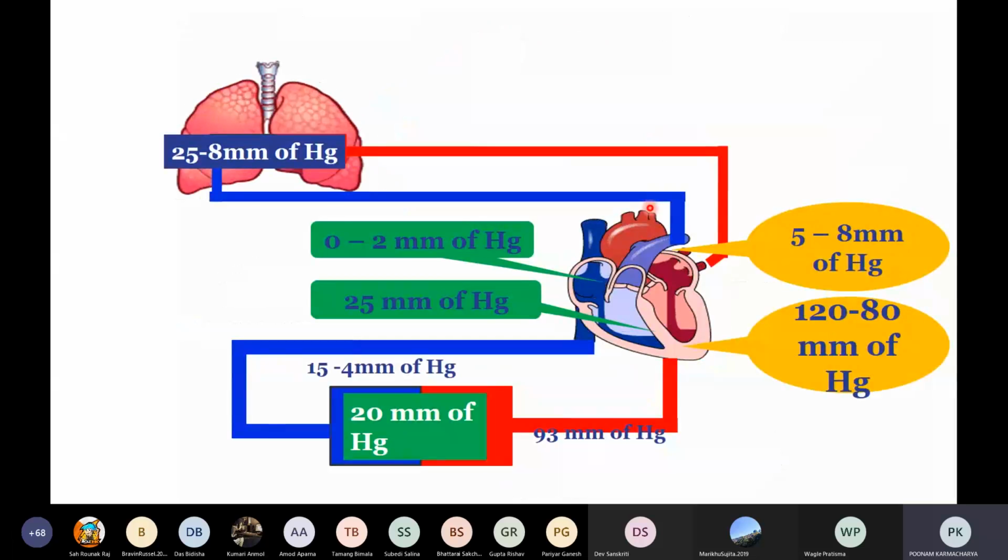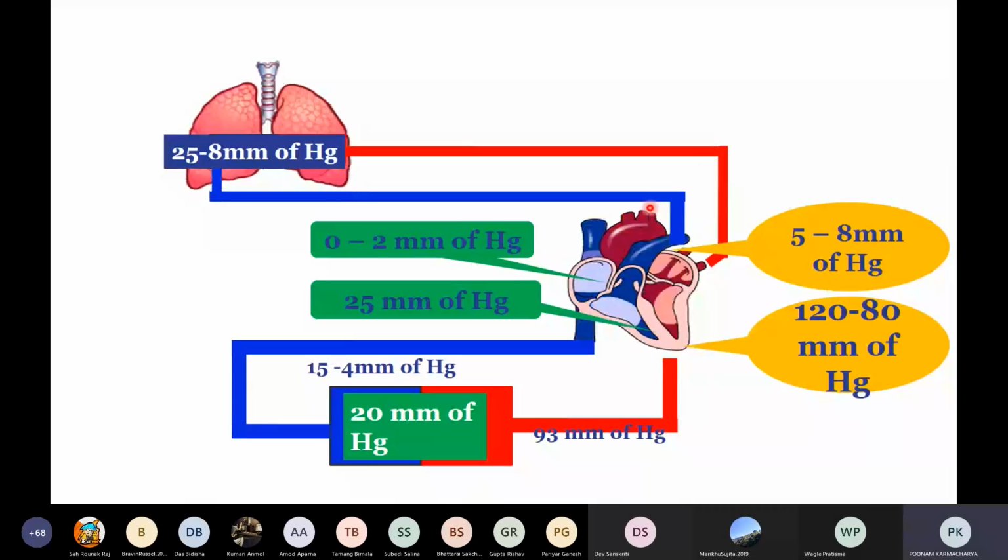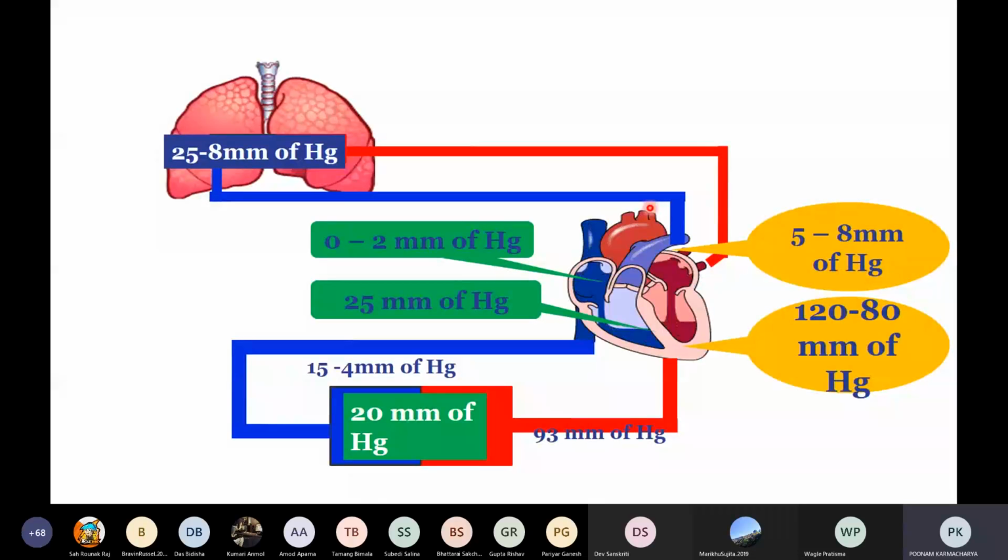Likewise, let us talk a little bit about the pressure changes. So how do these pressure changes occur in our circulation, right? The pressure in the left atrium is around 5 to 8 millimeter of mercury, and at the time of diastole the left ventricle is around 0 millimeter of mercury. Now when the left ventricle starts contracting, what happens? The pressure can rise to around 180 millimeter of mercury.